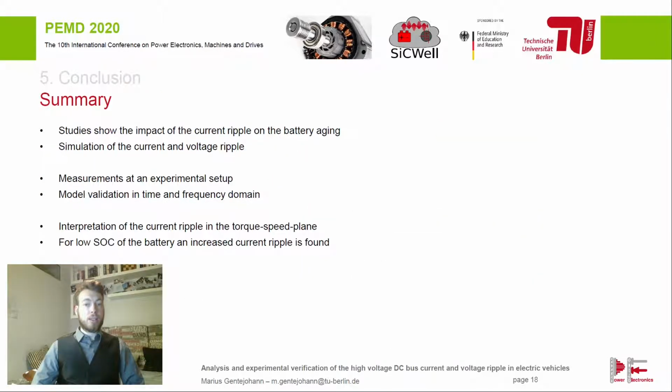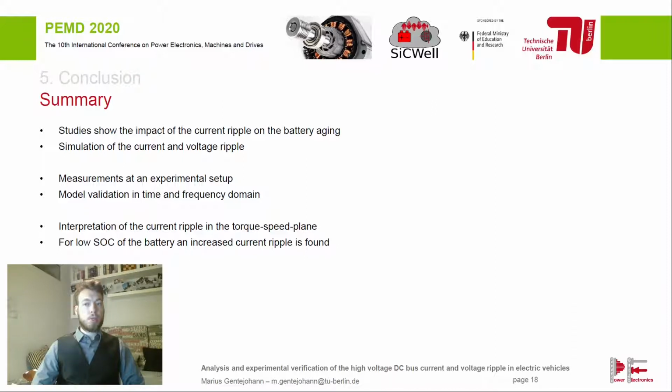Finally, let's sum it up. Studies show that the DC bus current ripple has an impact on the battery aging. To describe and to understand the current and voltage ripple in the DC bus of electric vehicles, a simulation model was developed. A new international standard is used to model the impedance of the DC bus. In an experimental setup, the current and voltage ripple were measured.